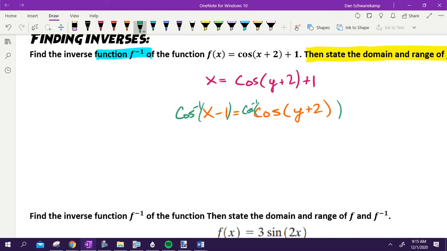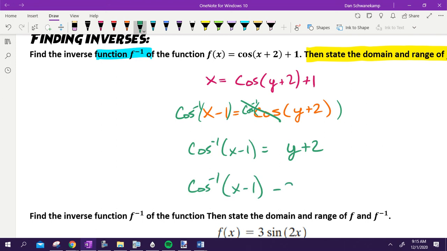That's what we just did on the whole front side. So this inverse cosine is going to cancel that out, and I get that thing right there. Then I want to get y by itself. So what else would I have to do? Subtract 2. My answer is inverse cosine of x minus 1, minus 2, is equal to y. That is the answer here. Everybody kind of okay with that?